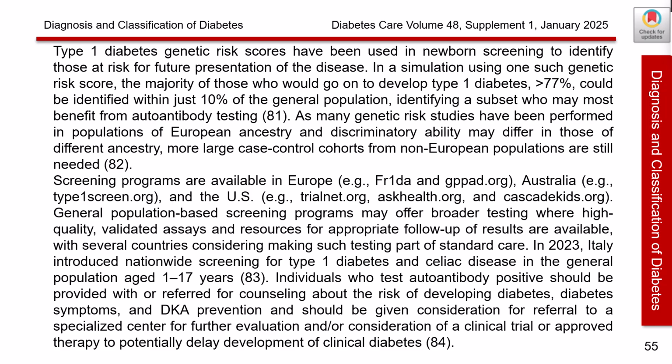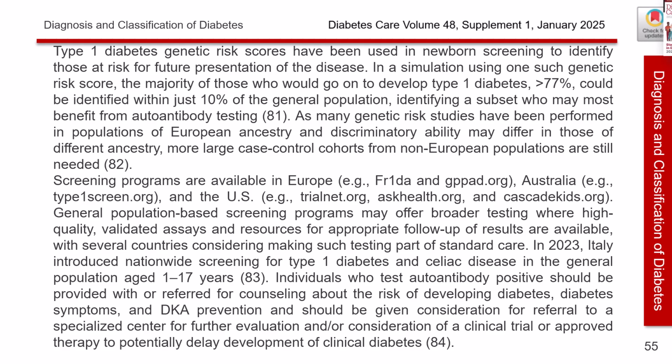Individuals who test autoantibody positive should be provided with or referred for counseling about the risk of developing diabetes, symptoms, and diabetic ketoacidosis prevention, and should be given consideration for referral to a specialized center for further evaluation and/or consideration of a clinical trial or approved therapy to potentially delay development of clinical diabetes.